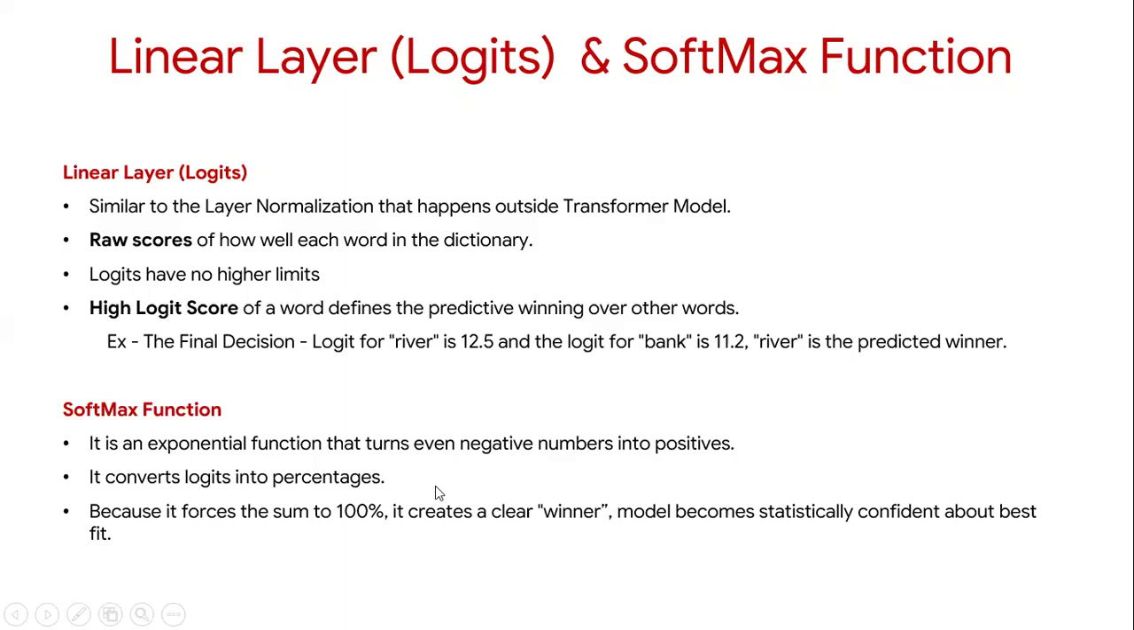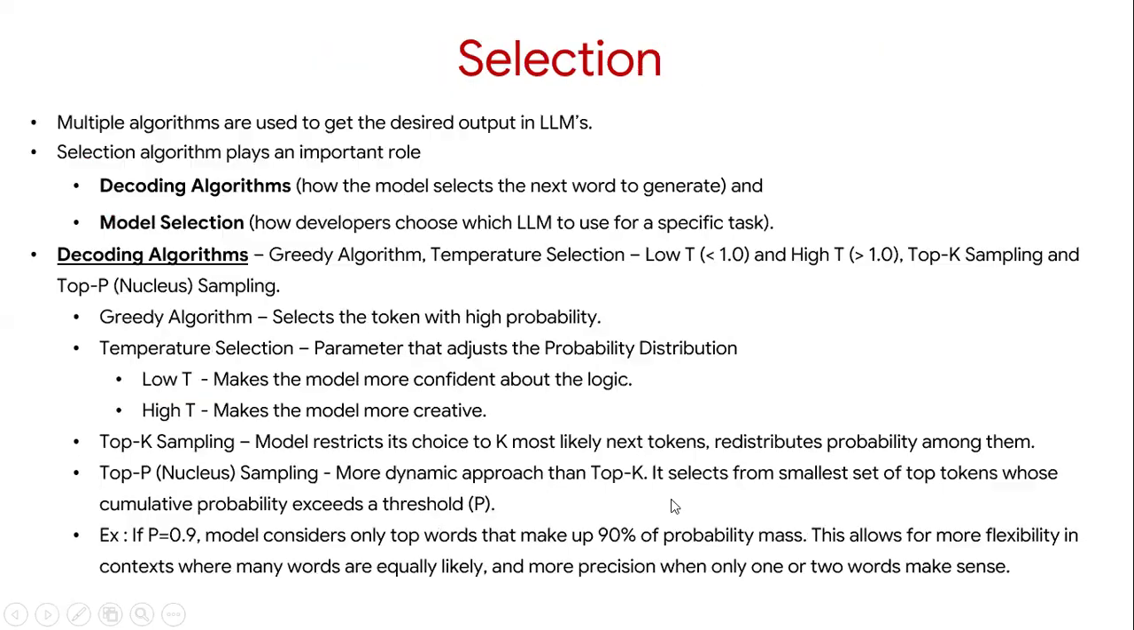Like the multiple logits get converted into percentages, so the overall percentage is 100 and it creates a clear winner. The model becomes statistically more confident about the best. Here the model is predicting, but here the model becomes confident after calculating the statistical numbers. The last one is the selection.